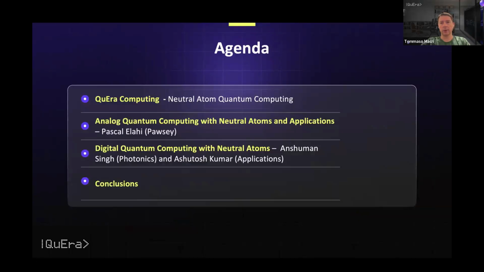The agenda for today will be structured in a series of presentations that will cover aspects of the activities from QuEra, starting with the general introduction about our company and our technology. Then Pascal will take over and discuss some recent applications stemming out of the collaboration between Pawsey and QuEra on analog quantum computing with neutral atoms. Then we will pass the word to my colleague Anshuman, who will discuss some recent developments in photonics within the company. And finally, Ashutosh will cover the application areas of digital quantum computing with the platforms that we've been developing at QuEra.